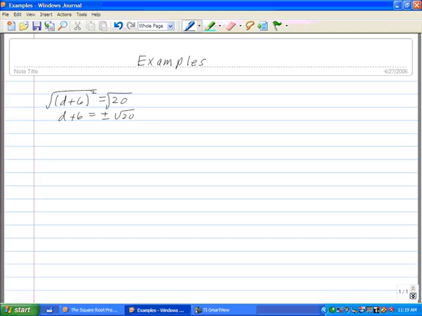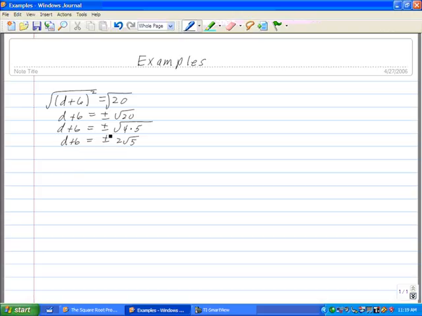Now I'm going to go ahead and try to simplify that square root of 20 a little bit. I'm going to have that d plus 6 equals plus and minus square root of, the best way to break apart the 20 is 4 times 5. So d plus 6 equals plus and minus 2 square roots of 5 when you take the square root of the 4. Last thing to do is to get the d by itself.